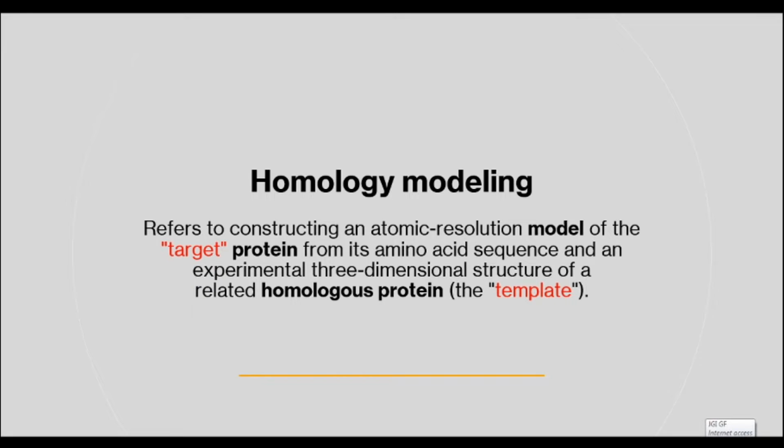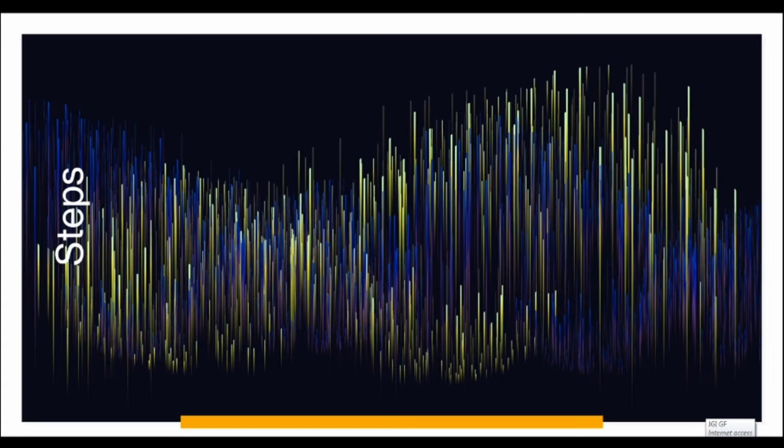So, what actually is homology modeling? Homology modeling refers to constructing an atomic resolution model of the target protein from its amino acid sequence and an experimental three-dimensional structure of a related homologous protein. That is the template. Here, the target protein is the protein which we want to use for constructing a structure, and we select templates that are homologous proteins, or that have similar sequence with high sequence identity. We select the structure of these homologous proteins and build the structure of the target protein.